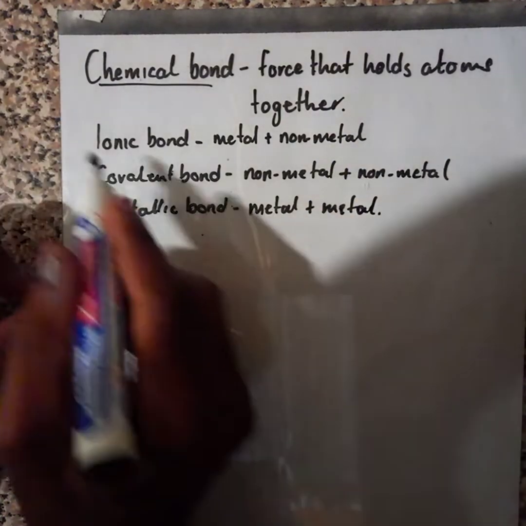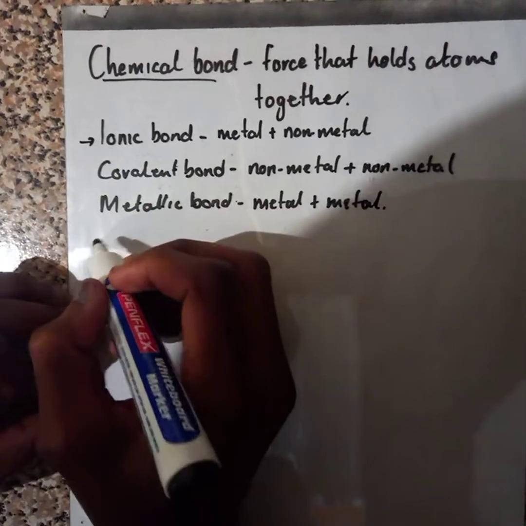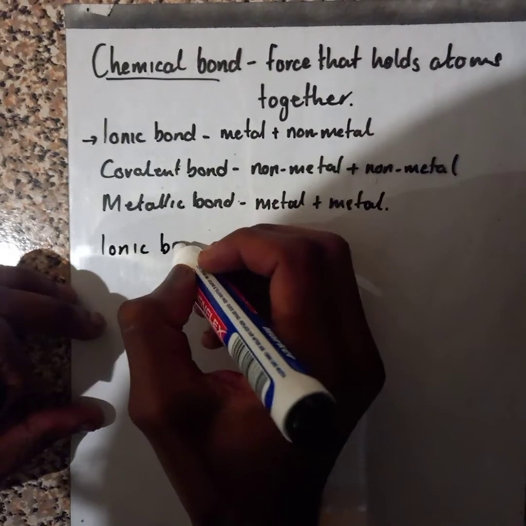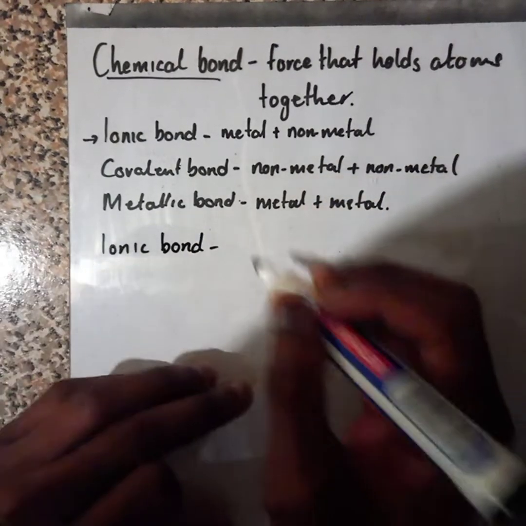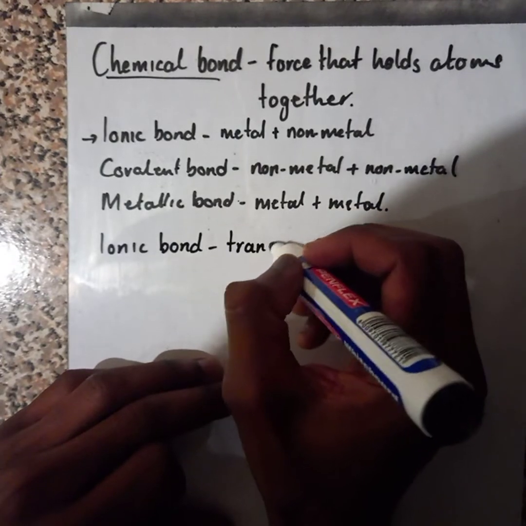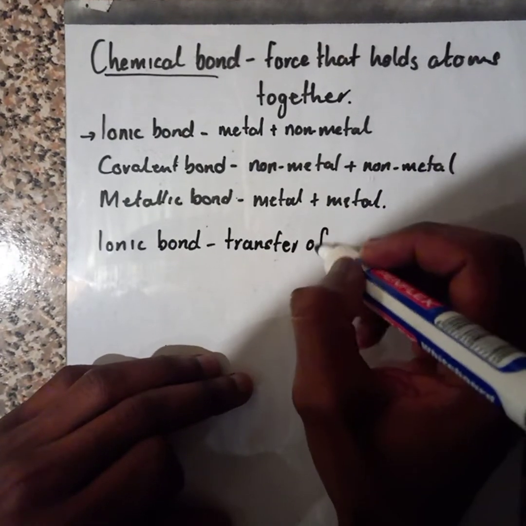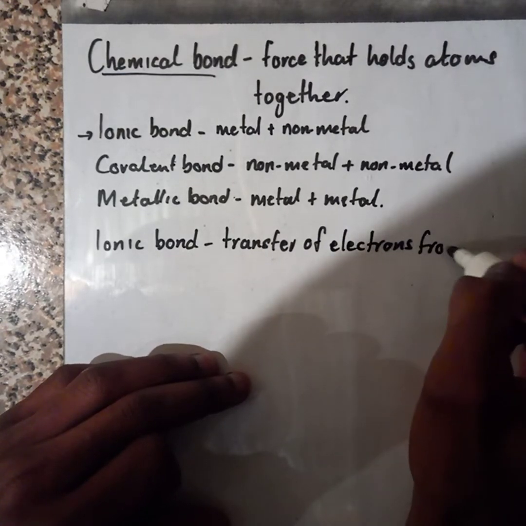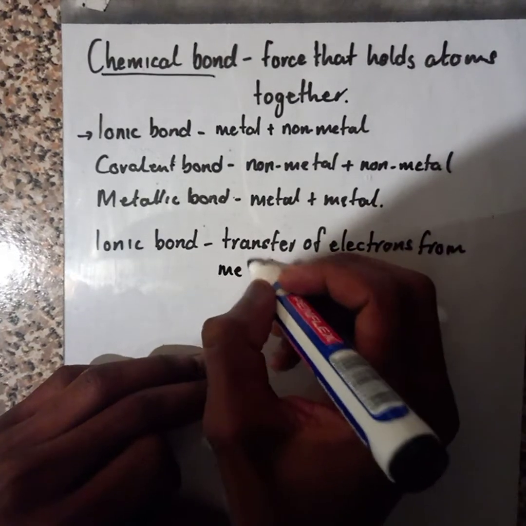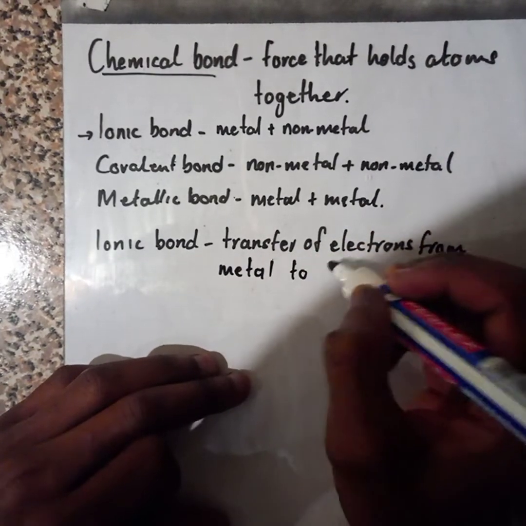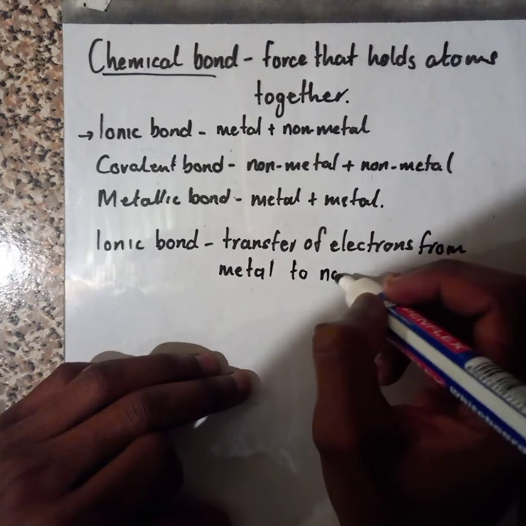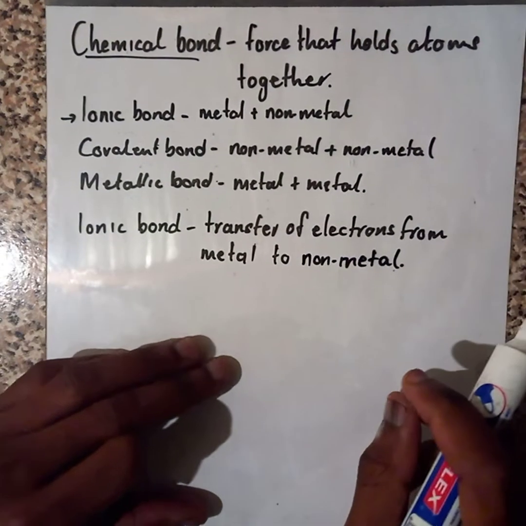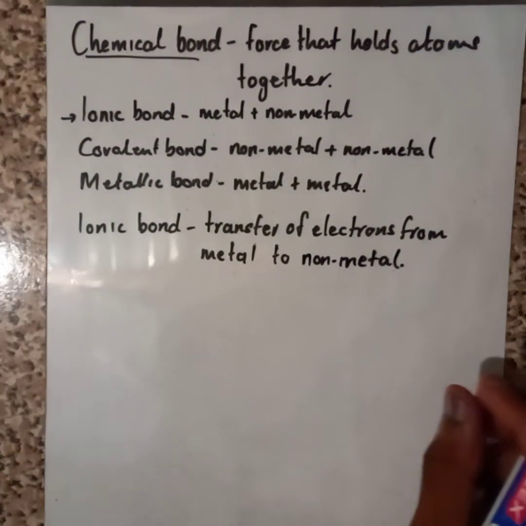Then yeah, but for the sake of today, let me consider firstly an ionic bond. Then by definition, it's just the transfer of electrons from metal to non-metal. See? That's a simple definition of what, of ionic bonding.